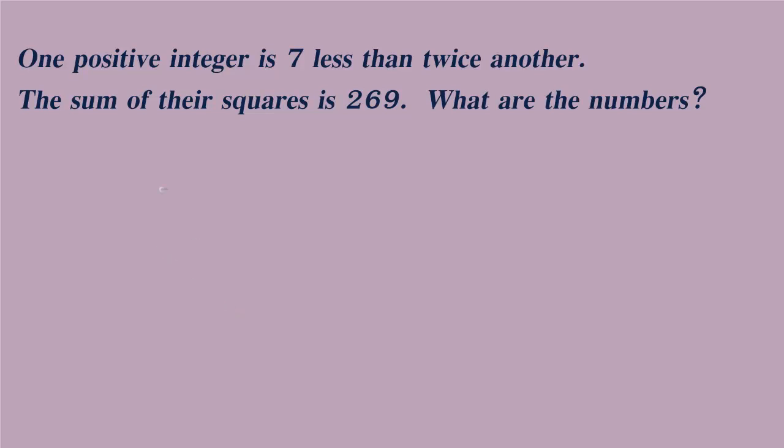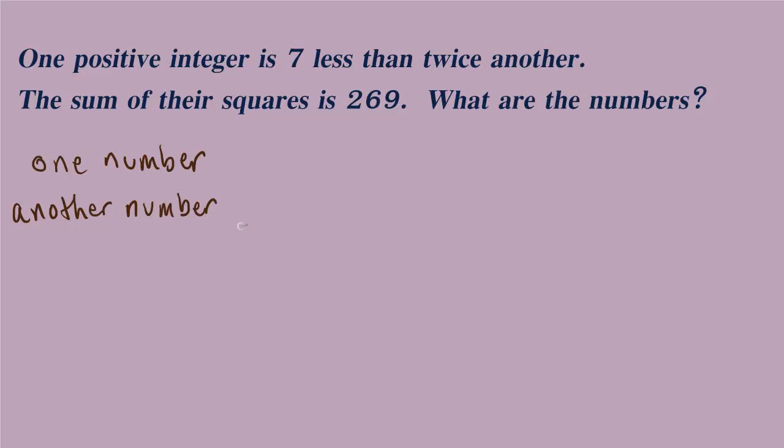Let's look at this word problem that will require solving a quadratic equation. One positive integer is 7 less than twice another. The sum of their squares is 269. What are the numbers? We have two unknowns, one number and another number. We'll need to use a variable to represent these unknown numbers.